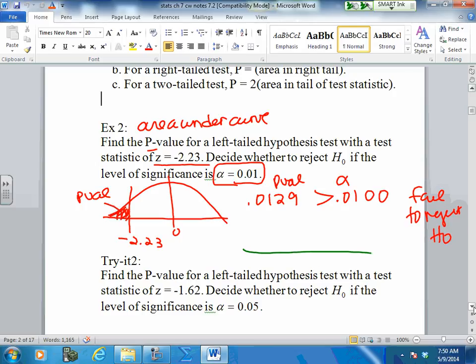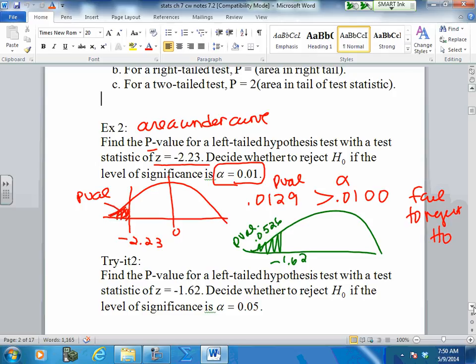Okay, so you sketch this guy. You're looking for a left tail test. You're looking for it to be negative 1.62. Should that area be smaller or larger than the area that you found for negative 2.23? Larger. Good. It's covering more of your curve. So what is this p-val, this area under the curve? 0.0526. Everybody good with that?